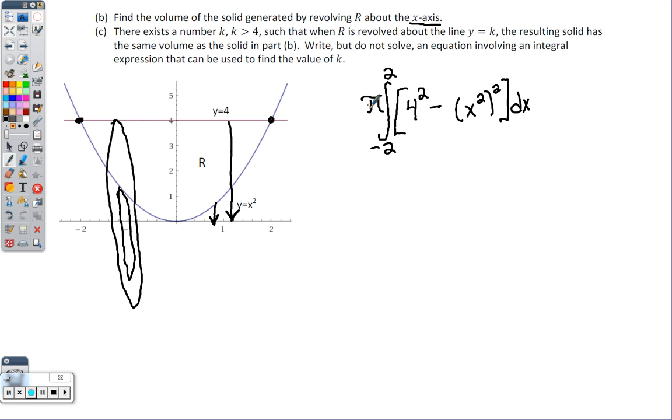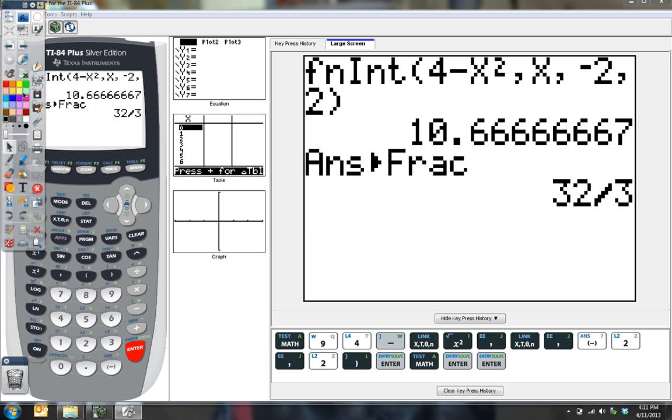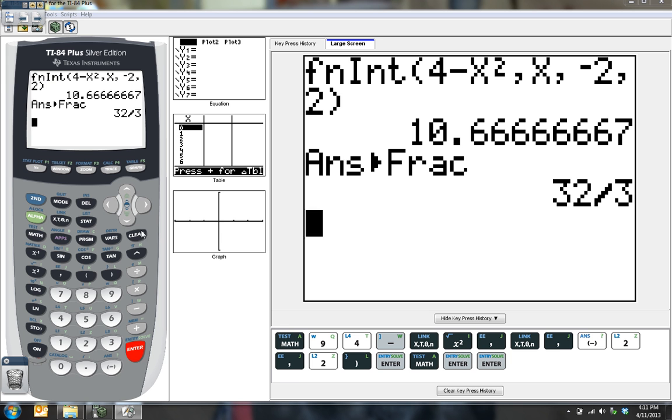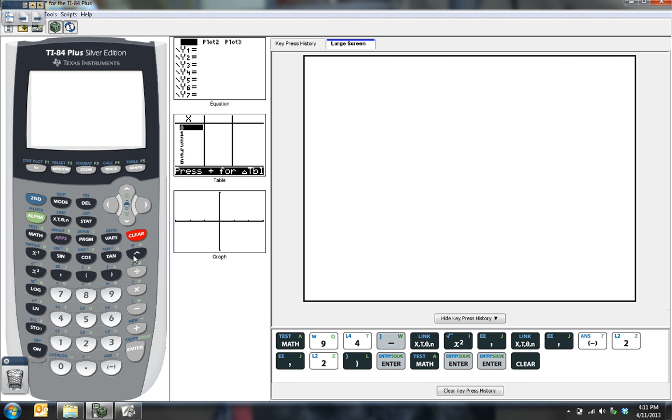So we always have pi r squared and the thickness. And if it's washers, that's the outer radius squared minus the inner radius squared. You don't have to rewrite it, but we notice that 4 squared is, of course, 16 minus x squared squared, which is, of course, x to the 4th. We want to notice that when we go to put it in our calculators. And of course, it's a calculator problem, so we don't bother doing this out by hand. We just plug it in.